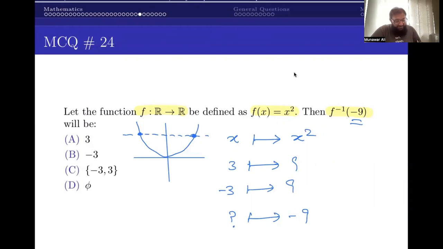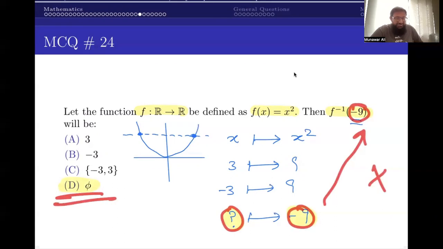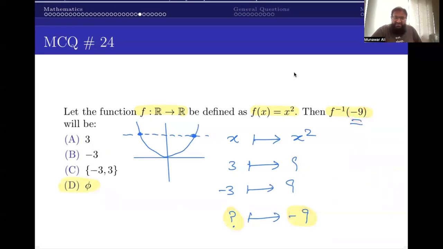If it is not invertible, how can I find the f inverse of some value? So my answer is the null set. You cannot give me any number such that I square it and my answer is going to be -9. It's not possible. So our option is the null set. Very simple.